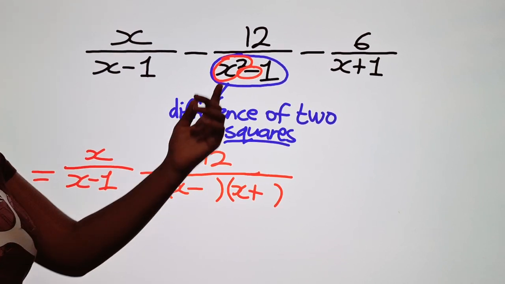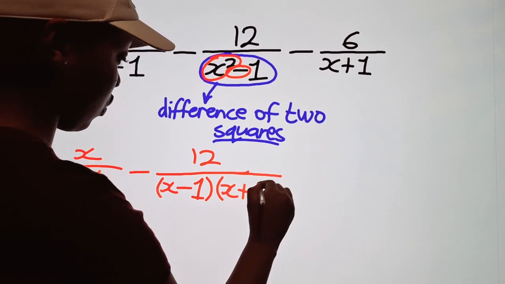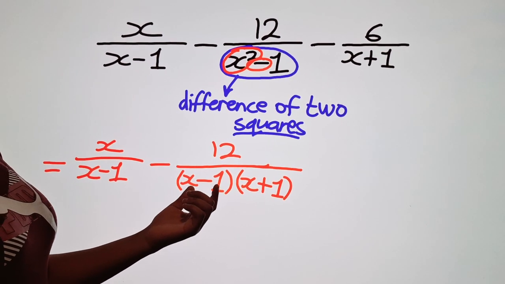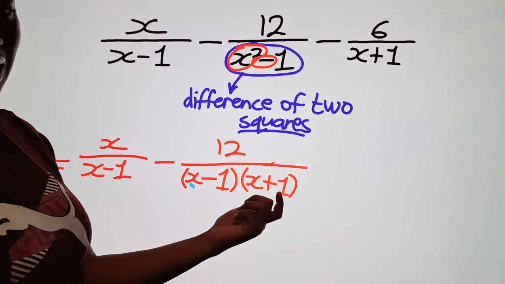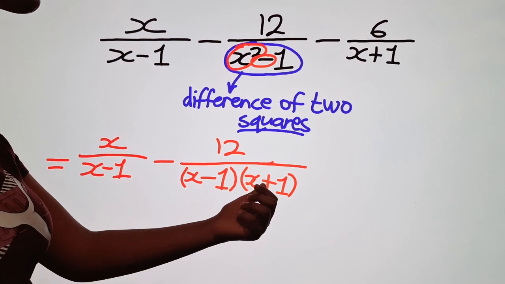Then from here, we go to 1. We say the square root of 1 is 1, because 1 times 1 is 1. So it's x minus 1. Here we have the difference of x and 1, it's x minus 1. Then here we have the sum. So that's how you factorize it. Sum meaning that you are adding them.